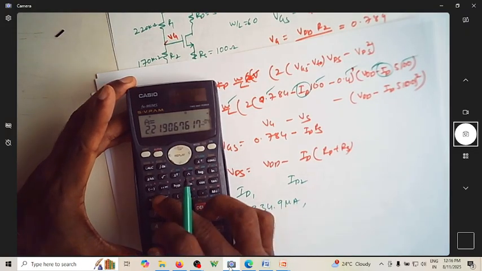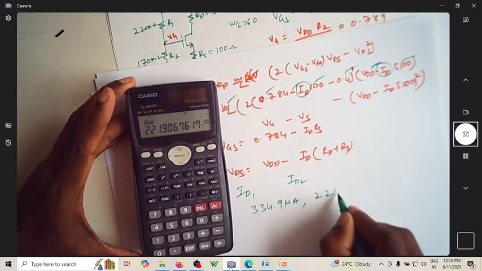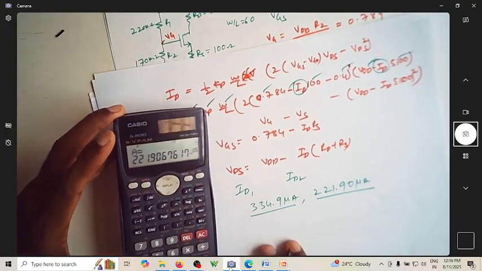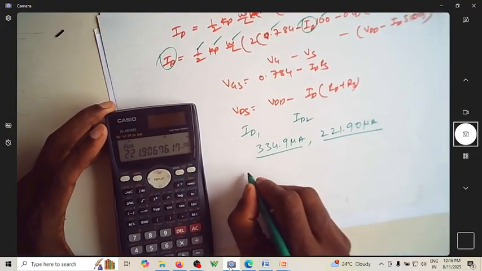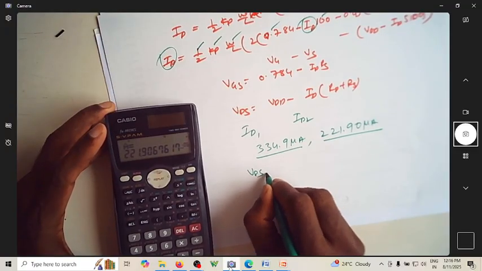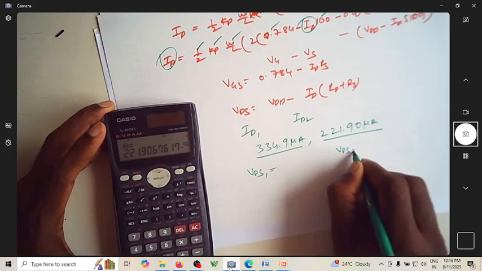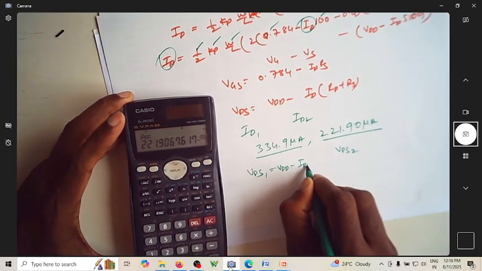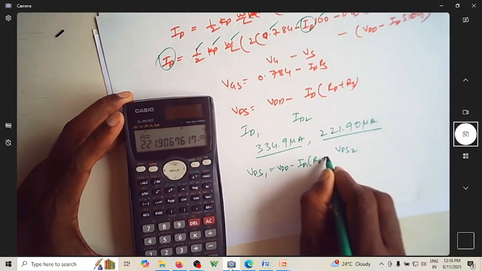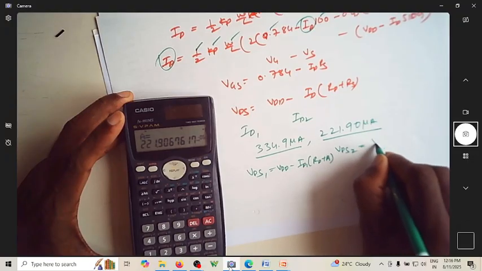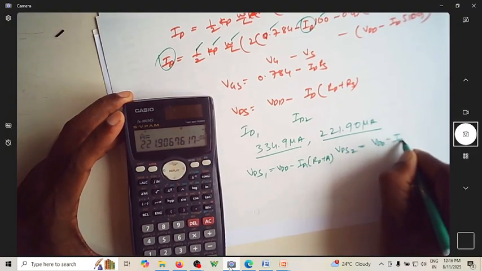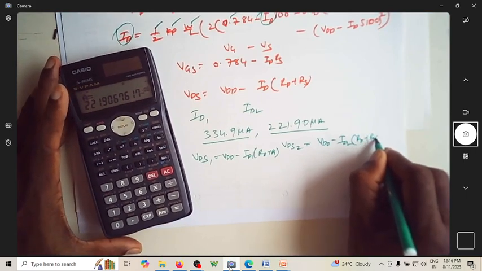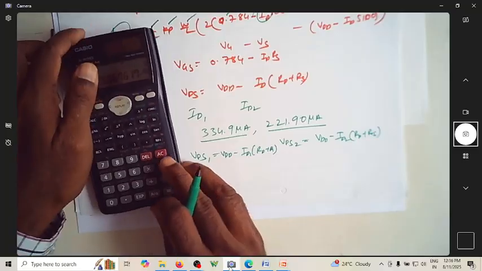The other one is coming out to be 221.90 microampere. So I have these two. Let me find out, of these two, what is the corresponding VDS of each. VDS of this is VDD minus ID1 into (RD plus RS). This is VDD minus ID2 into (RD plus RS). I hope you are getting what I'm trying to do here.